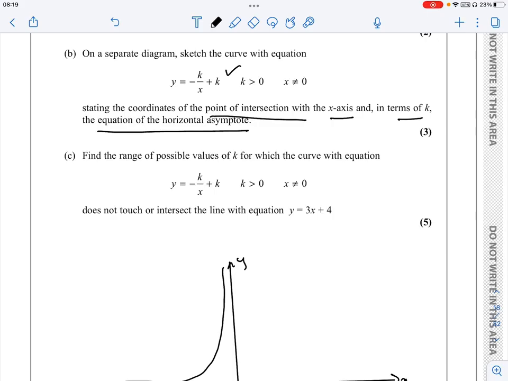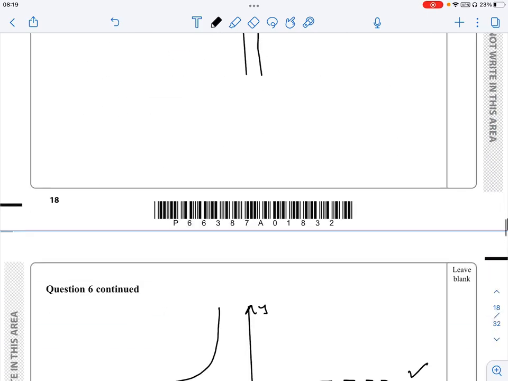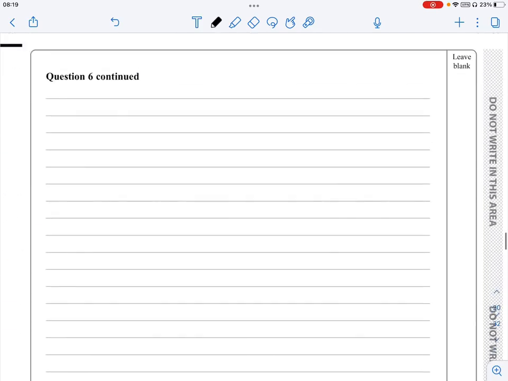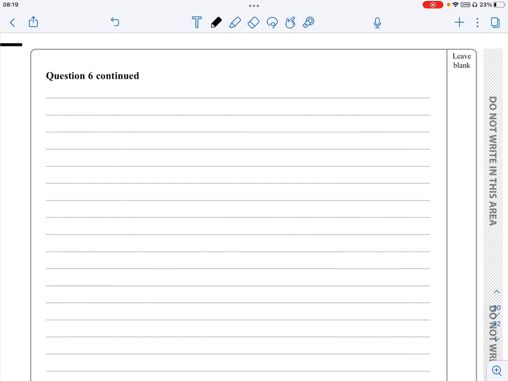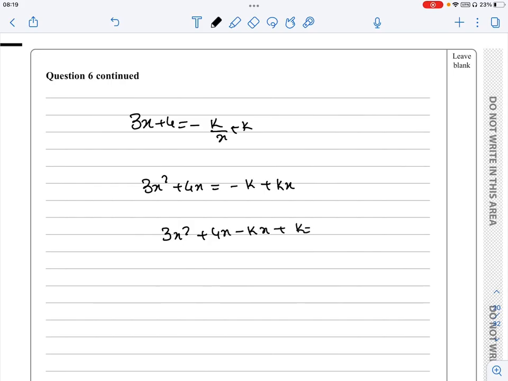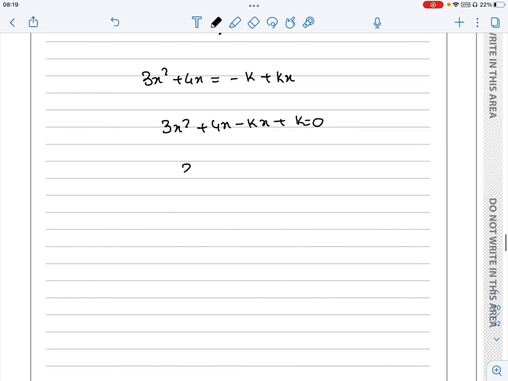Then find the range of possible values of k for which the curve y equals minus k upon x plus k, where k is positive, does not intersect y equals 3x plus 4. So first of all, what am I going to do? I am going to do the simultaneous equations and get a quadratic. So 3x plus 4 equals minus k upon x plus k. So 3x squared plus 4x equals minus k plus kx. So 3x squared plus 4x minus kx plus k equals 0. So it becomes 3x squared plus x(4 minus k) plus k equals 0.